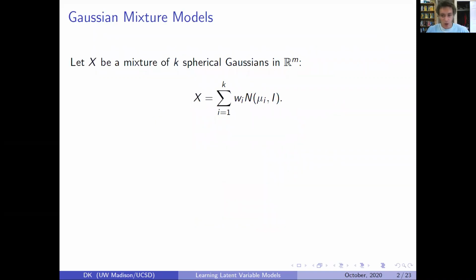So where are we going to start? We're going to start with a very simple problem. We're going to try to learn Gaussian mixture models.